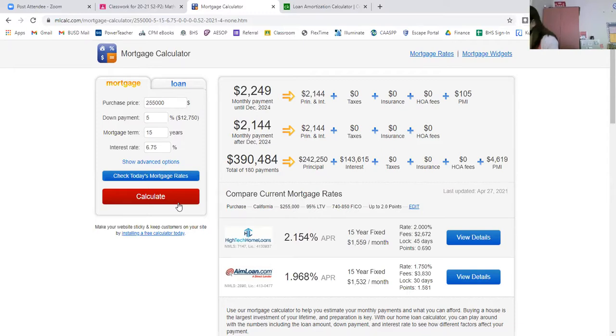And the total interest is $143,615. So this is her monthly payment. Again, we're ignoring the PMI, and then this is her interest.